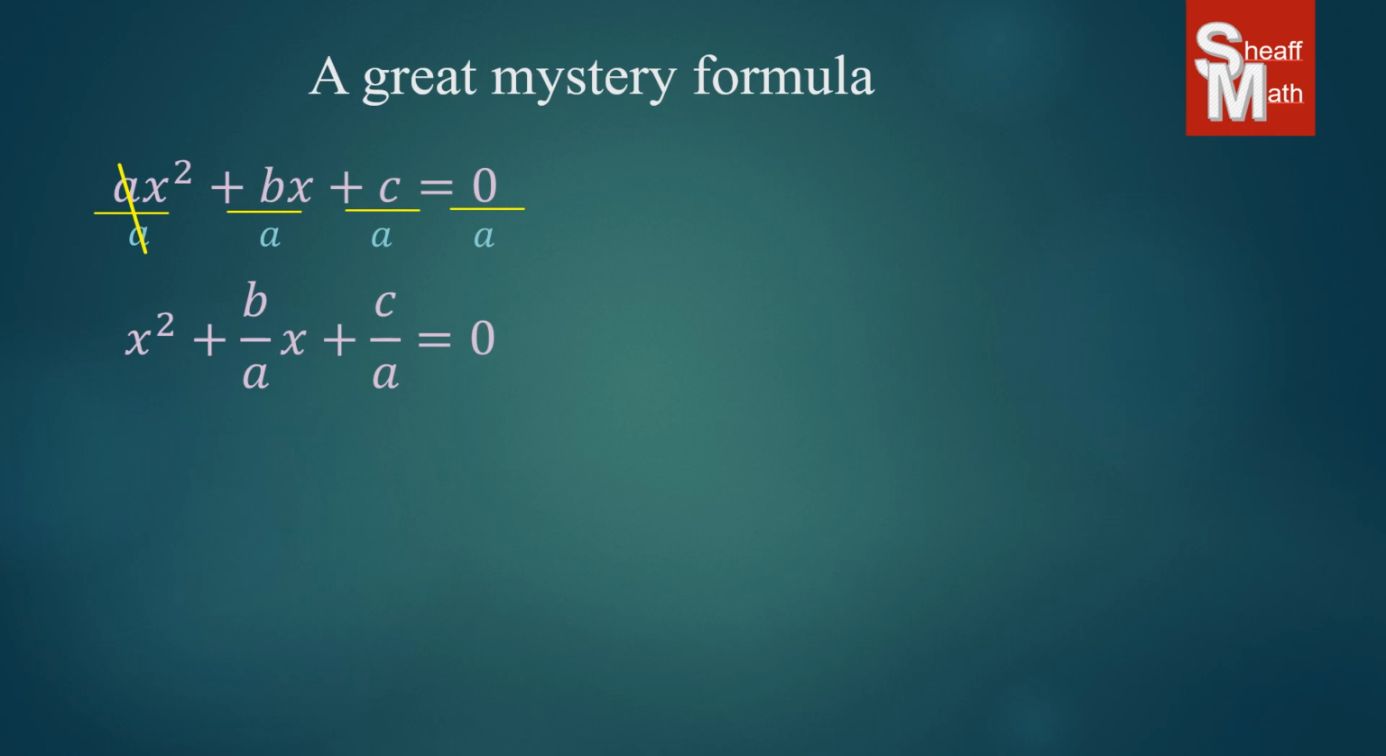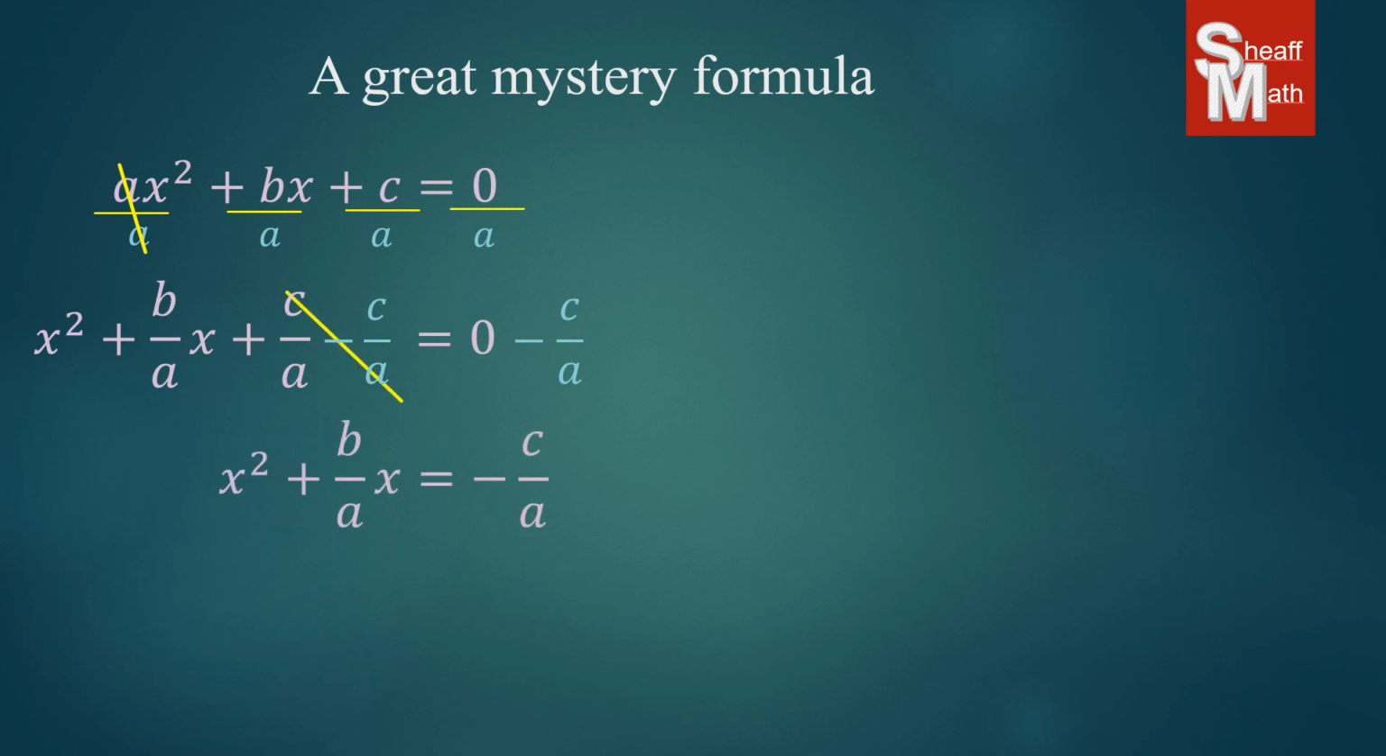What we're going to do here is take what we have left on this side and get rid of the plus c over a. We're going to subtract c over a on both sides. That will cancel this, and we'll get negative c over a on the right side, and we'll be left with x squared plus b over a x. And so we're going to try to find the c here, or the term that would go here that would complete the square on this side.